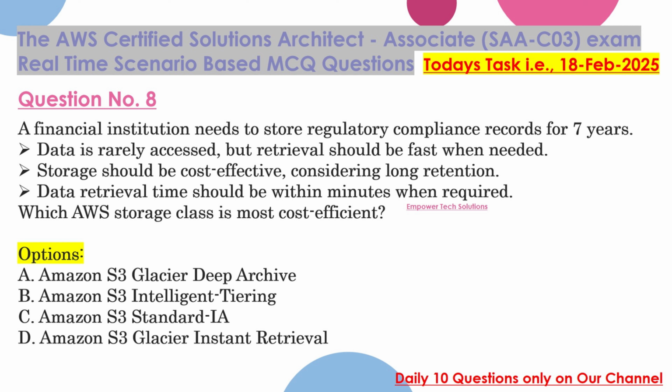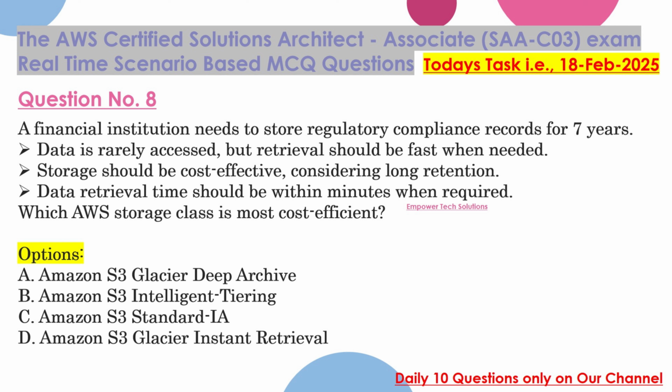Question 8. A financial institution needs to store regulatory compliance records for 7 years. Data is rarely accessed, but retrieval should be fast when needed. Storage should be cost-effective, considering long retention. Data retrieval time should be within minutes when required. Which AWS storage class is most cost-efficient?